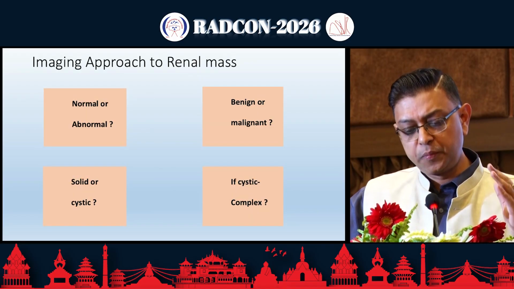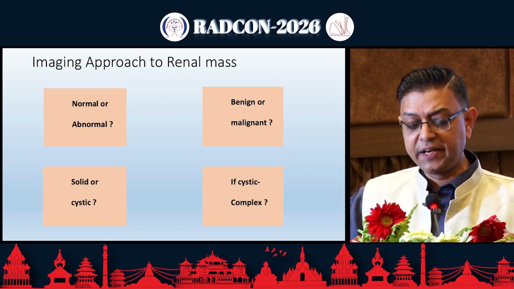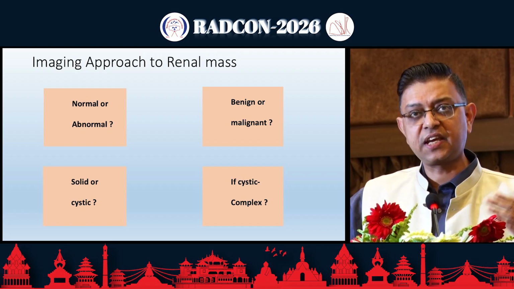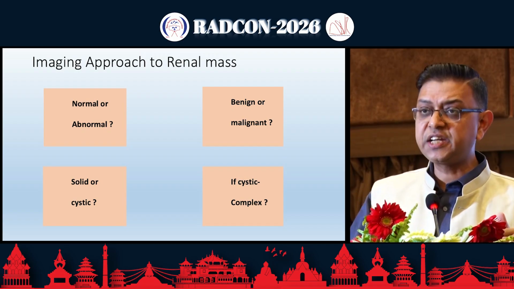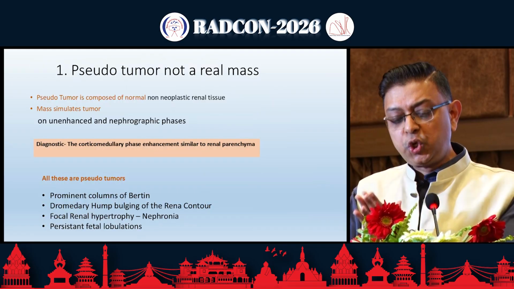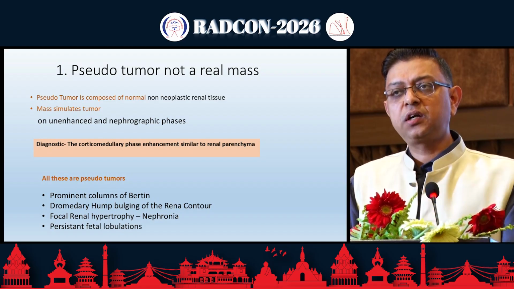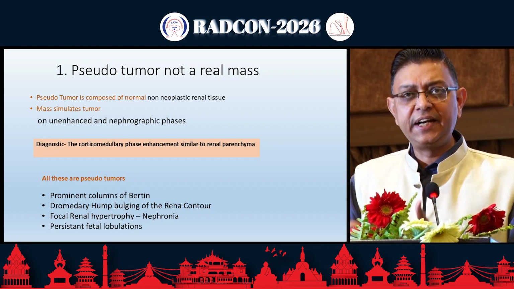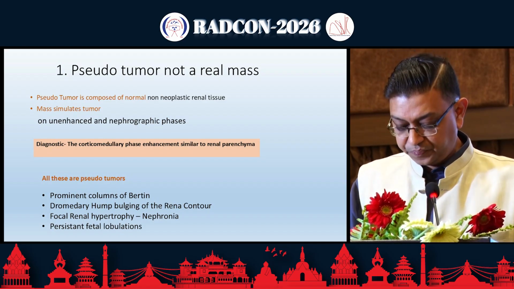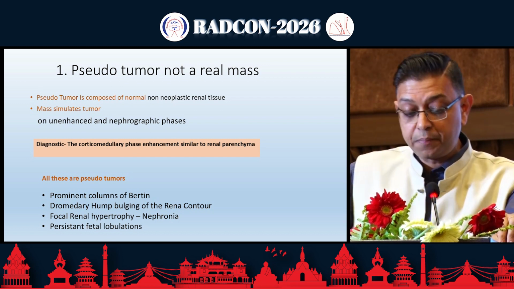So, your approach should be, first, whether a lesion is normal or abnormal, whether it's benign or malignant, solid or cystic. If cystic, is it complex or not. Cystic lesions I'm not dealing with because Dr. Baum has already covered them. Now, first is a pseudotumor. That means if you see something and it is not a mass, how do you identify these lesions? Common examples are prominent columns of Bertini, dromedary hump.